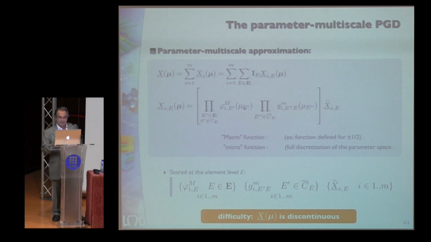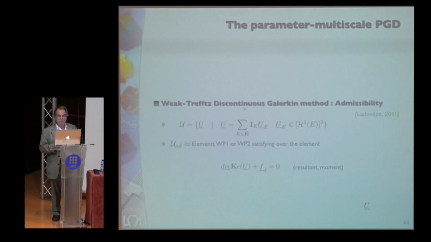All these quantities are stored at the element level that you can see here, the macro function, the macro one, and also the part that depends on space. But to handle such approximation, it is necessary to have something discontinuous in the space variable. So it's what we have done, and we use what we call the weak-Trefftz discontinuous Galerkin method. So here we have a discontinuous admissible field, and it is weak-Trefftz. Why? Because the elements that you are considering satisfy the interior equation in the mean sense. The resultant and the moment are zero.